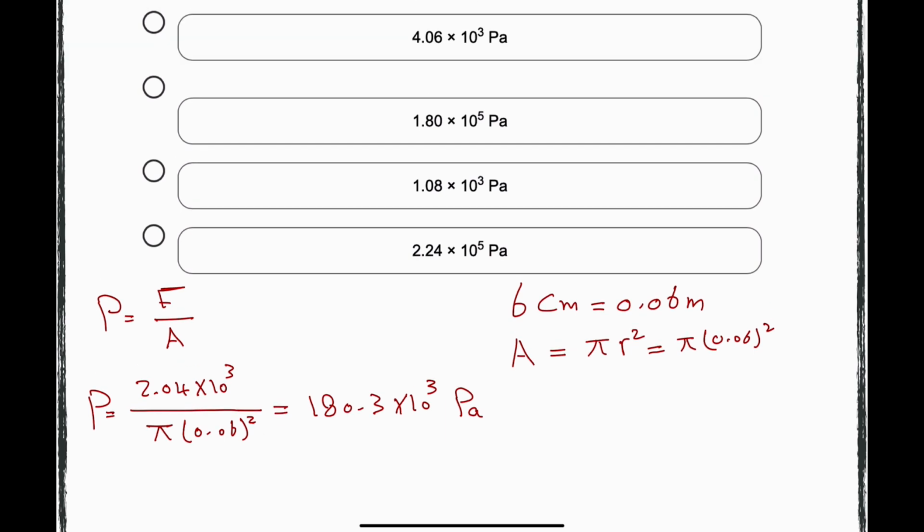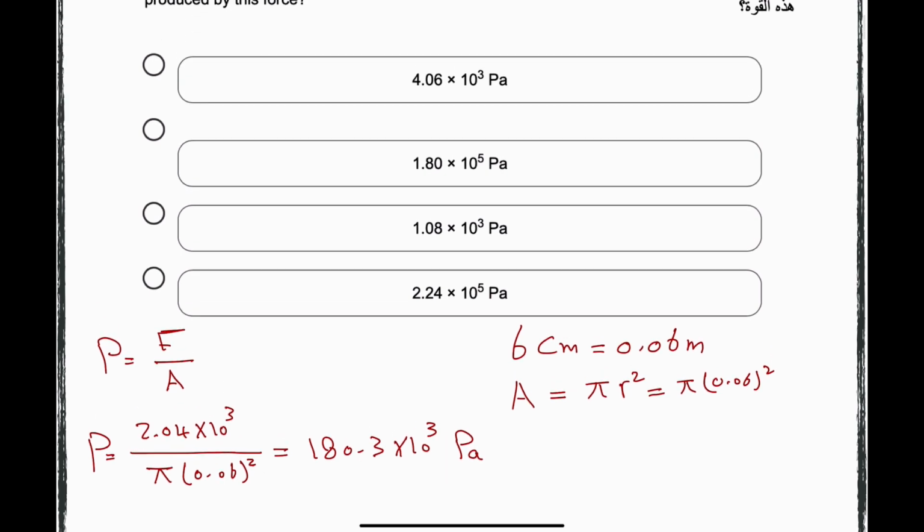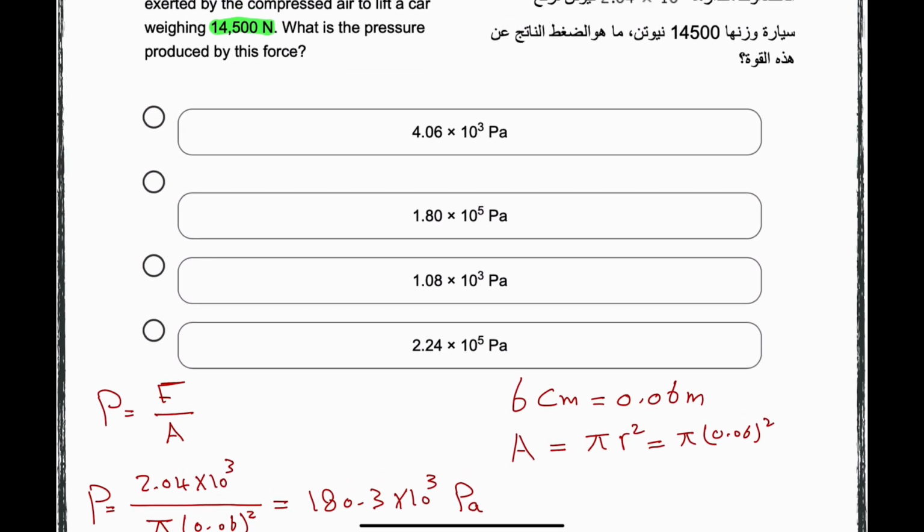Let's check the answers. So the right answer here will be this one. It's the same. 180 times 10 to the power of 3 is equal to 1.8 times 10 to the power of 5 Pascal.